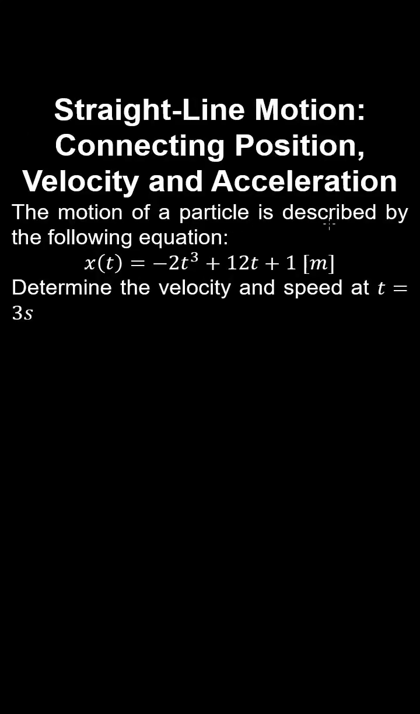The motion of a particle is described by the following equation. And let's determine the velocity and speed at a time of 3 seconds. So because we're asked to determine these quantities at a particular time, they're instantaneous quantities. So the velocity is the first derivative of position with respect to time, and the unit is in meters per second. So always check that against your derivative.